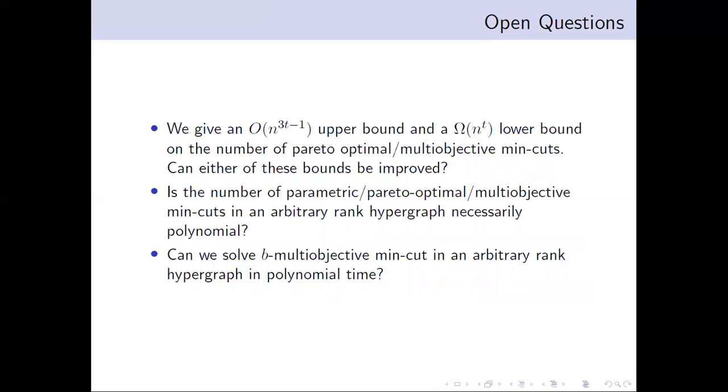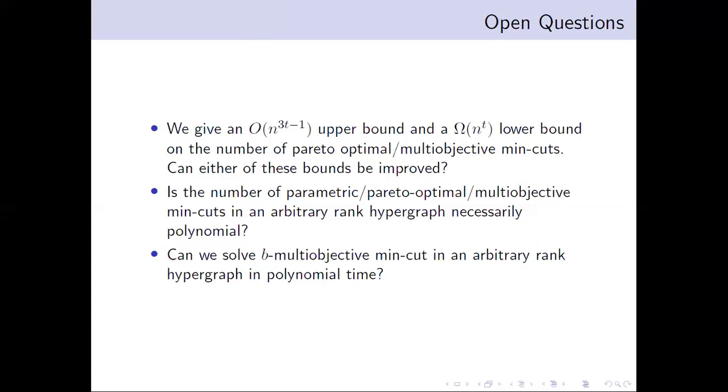To finish, I want to mention some open problems. There's a significant gap between our upper bound of n to the 3t minus 1 and our lower bound of n to the t on the number of Pareto optimal and multi-objective min cuts. So a natural question is, can either of these bounds be improved? Another question is, do our structural results generalize to arbitrary rank hypergraphs? Is the number of even parametric min cuts necessarily polynomial in an arbitrary rank hypergraph?